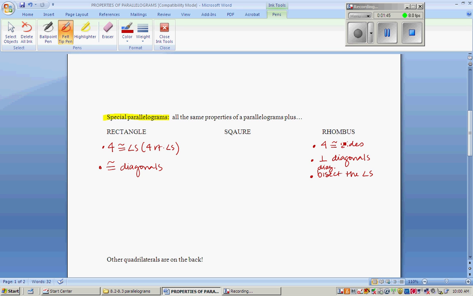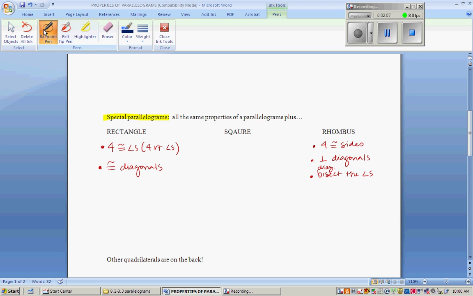So if any of these properties occurs, it is safe to say that the shape is a rhombus. You do not need to prove all three. And likewise, for the rectangle, you do not need to prove both properties. You only need to prove one of them in order to prove it's a rectangle.